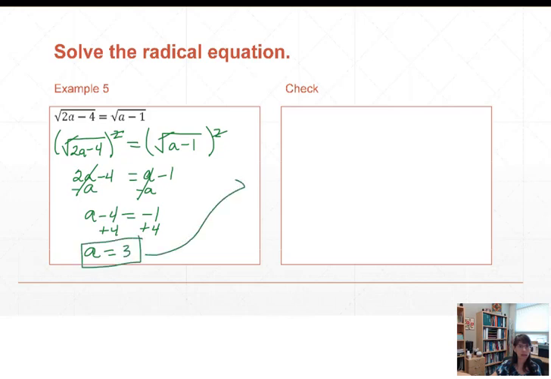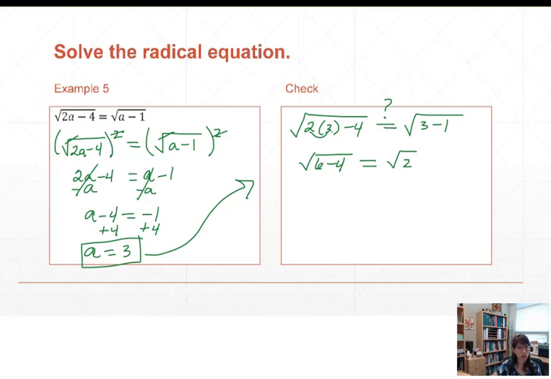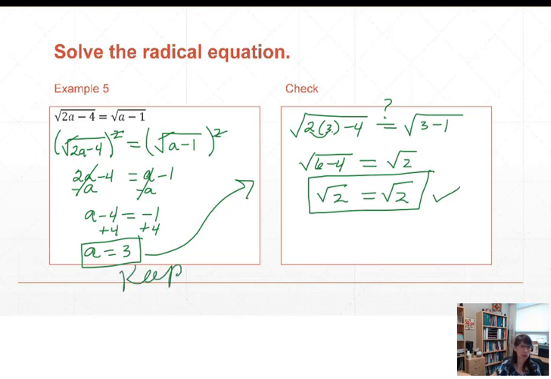So I want to go ahead and check to see if that really works. So when we check the answer, we're going to have the square root of 2 times 3 minus 4. See if that really equals the square root of 3 minus 1. So on the left side, this would be 6 minus 4 equal to square root 2. 6 minus 4 makes square root 2 equals square root 2. Well, that is a true statement. That's what we would call an identity. Those numbers are exactly the same, so of course they must be equal to each other. So that means we get to keep our solution. There really is one solution, and that is a equals 3.